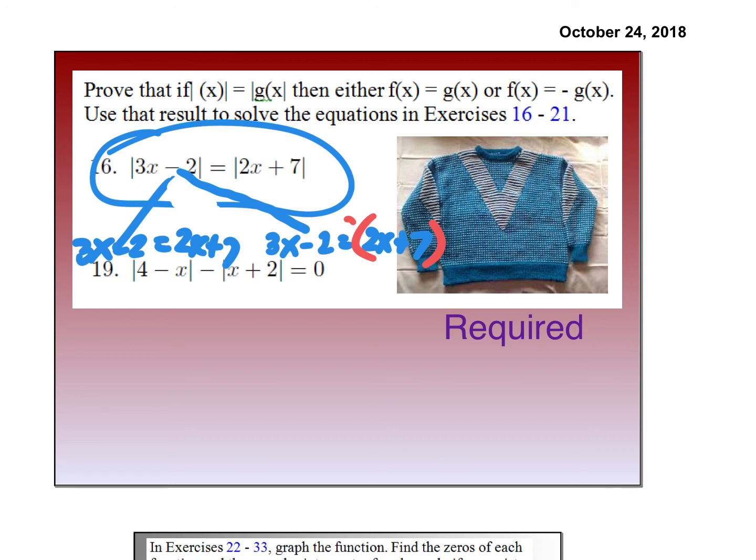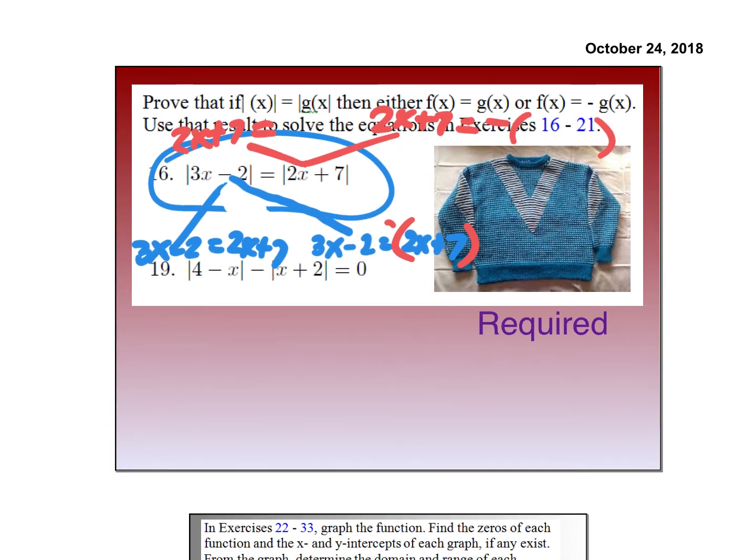I did it in red to make it really obvious. And some of you are going to say, but Mr. Server, what about the ones for this? This should also get 2 equations, you know, the 2x plus 7 equals something, and then the 2x plus 7 equals negative of that something.